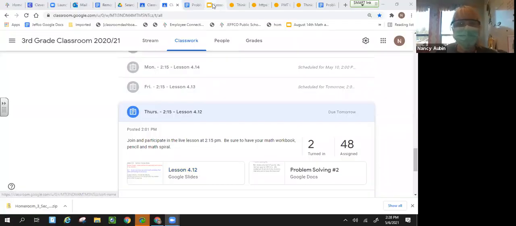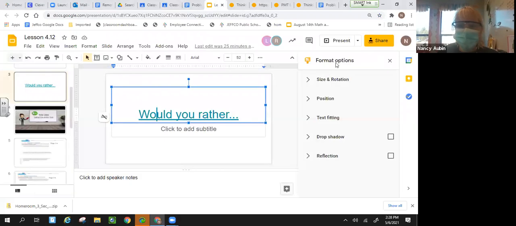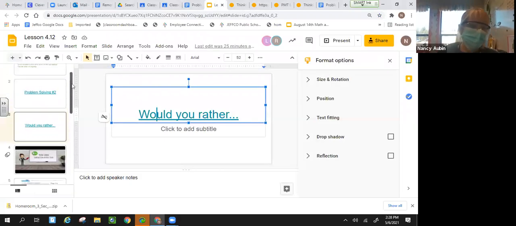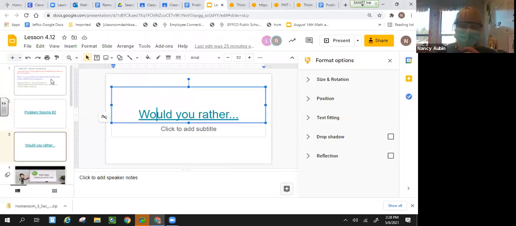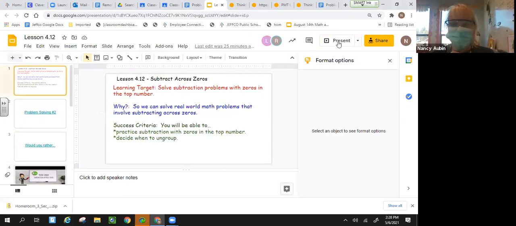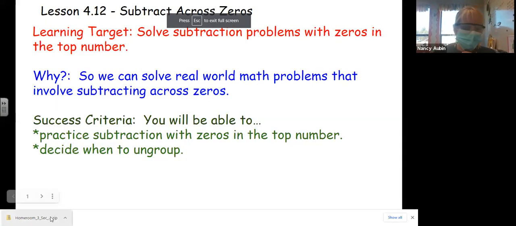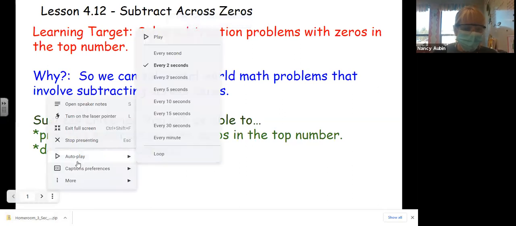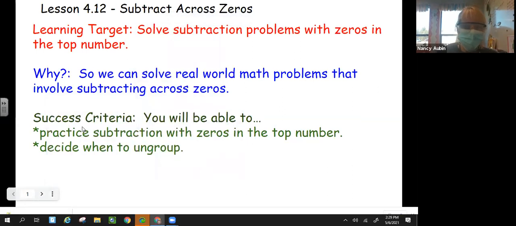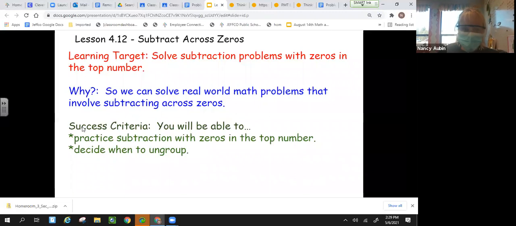Okay. All right, guys. We are gonna start today's lesson. So our learning target, let's head on up, is one that you're gonna say, ooh, that's exciting. I know that. But it is gonna be a little different. We're gonna give you another tool for your toolbox. The target today is to solve subtraction problems with zeros in the top number. Give me a thumbs up if you're pretty confident already on that.